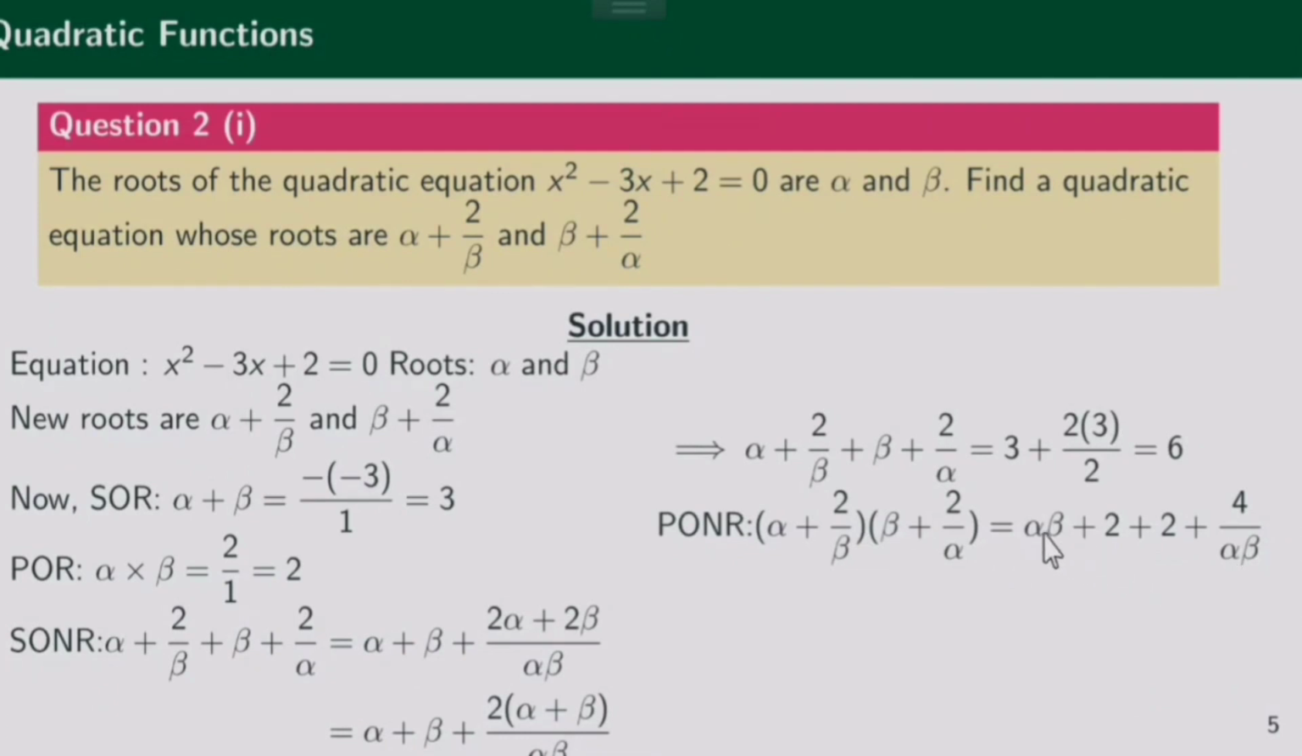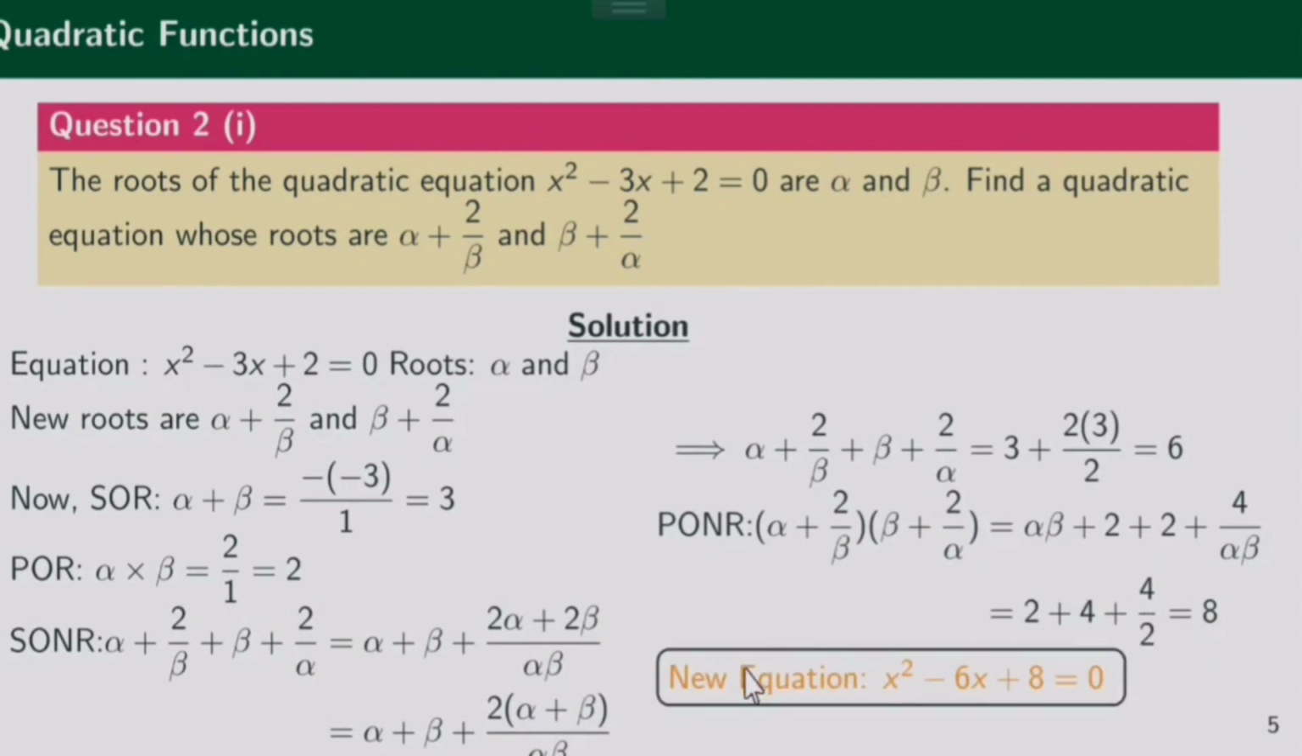And I know what alpha beta is. The value is 2, because alpha beta is the same as alpha times beta, 2. Then just plug in the values and simplify. 2 plus 4 divided by 2. That gives 2 plus 4, 6, plus 4 divided by 2 is 2. 6 plus 2 gives 8. So I have the value of the product of the new roots as 8.